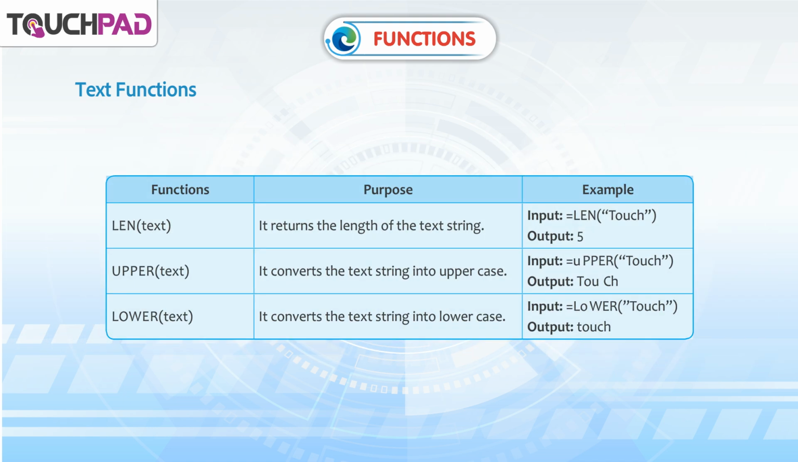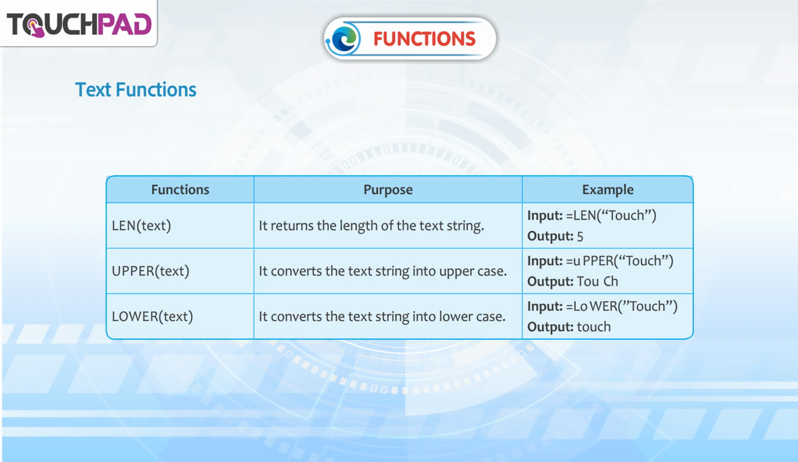LEN(text). It returns the length of the text string. Input: =LEN("touch"). Output: 5. UPPER(text). It converts the text string into uppercase.